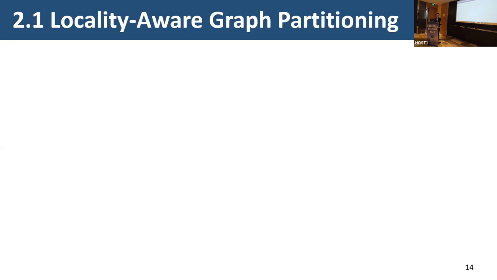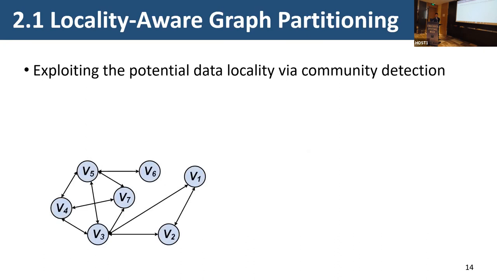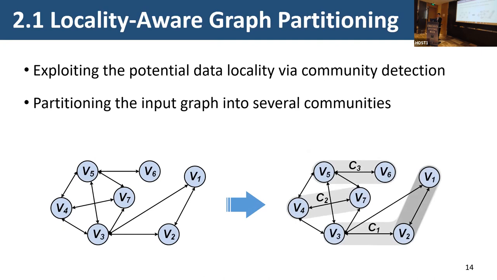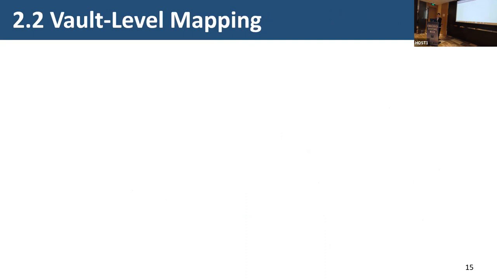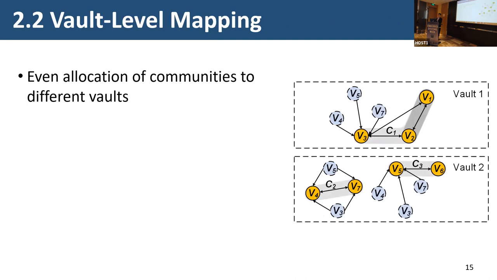We adopt community detection to exploit the potential data locality of the input graph. GCIM partitions the input graph into several communities, where vertices within the same community have strong connections, while vertices among different communities have weak connections. After the graph partitioning, GCIM maps communities to different vaults.